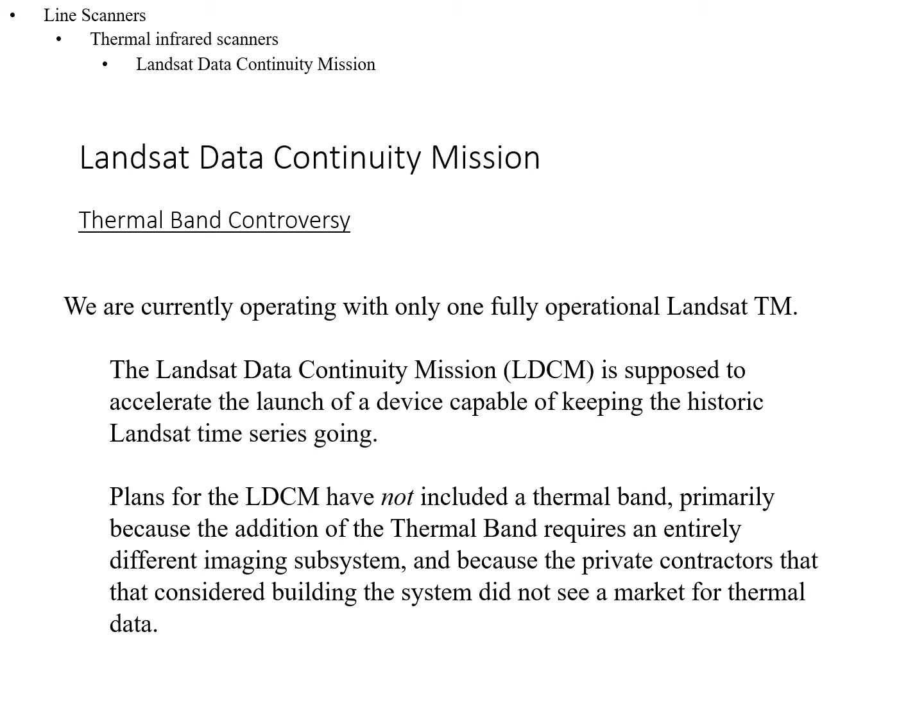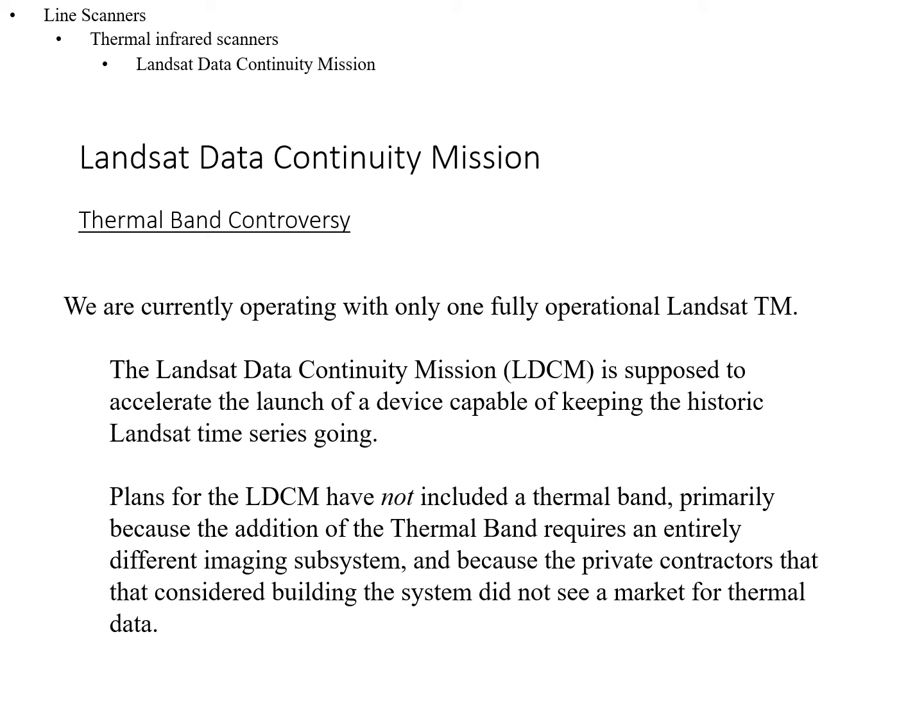And thermal information is so important that there was a big controversy concerning it with the design of Landsat 8. So this used to be called the Landsat Data Continuity Mission. Once it flew, it was called Landsat 8. And the whole purpose of Landsat 8 was to continue the historic timeline of Landsat.